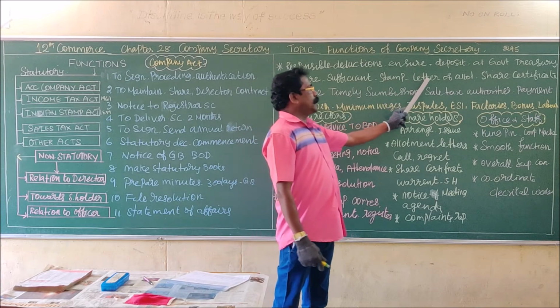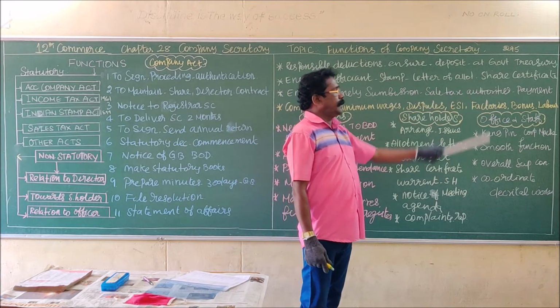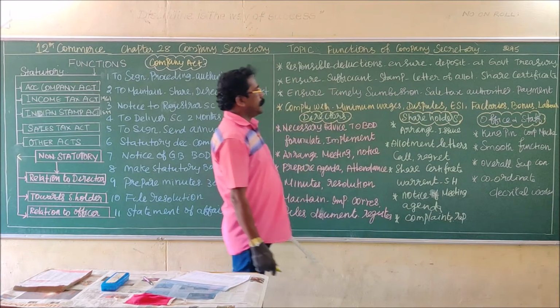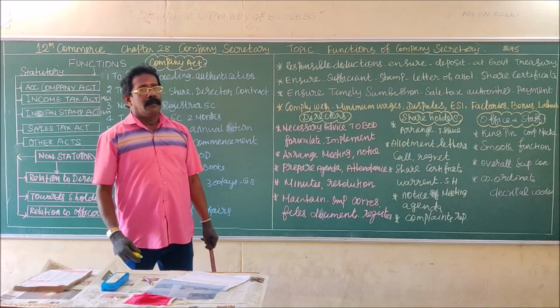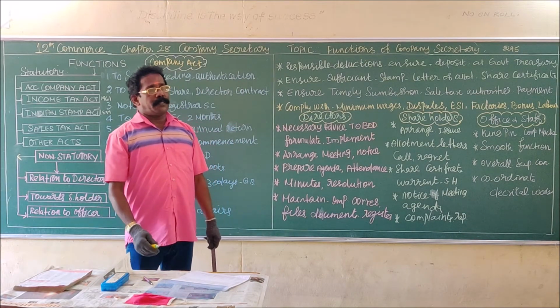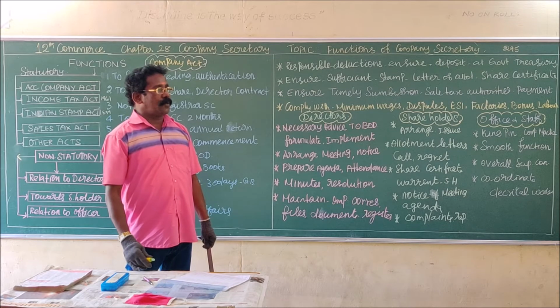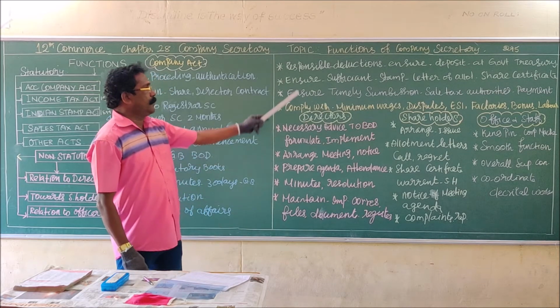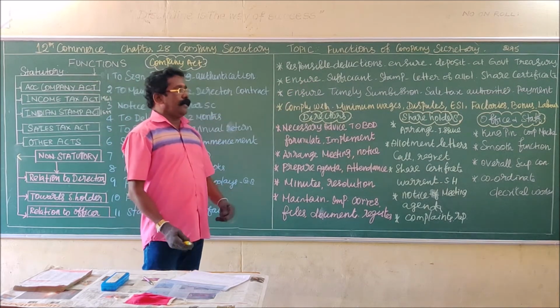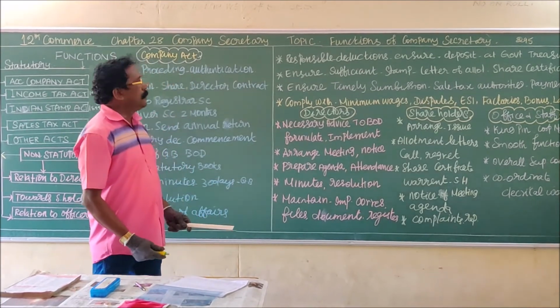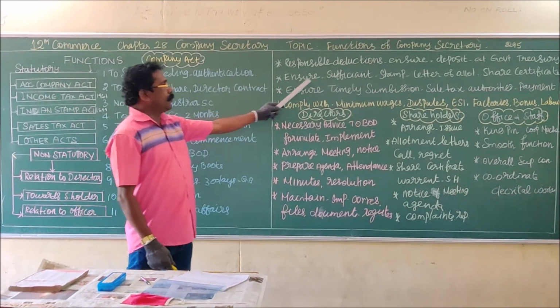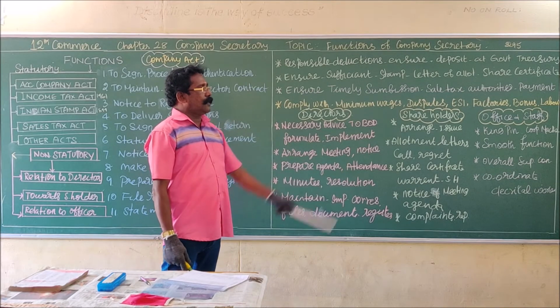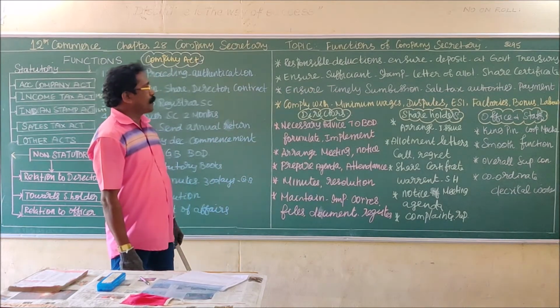The secretary ensures the fixation of stamps on the various documents of the company, for example, a letter of credit and a share certificate. All the documents should be affixed with stamps of sufficient value. If they are not affixed, the documents are invalid. So it is the duty of the company secretary to ensure the affixation of stamps on the various documents.